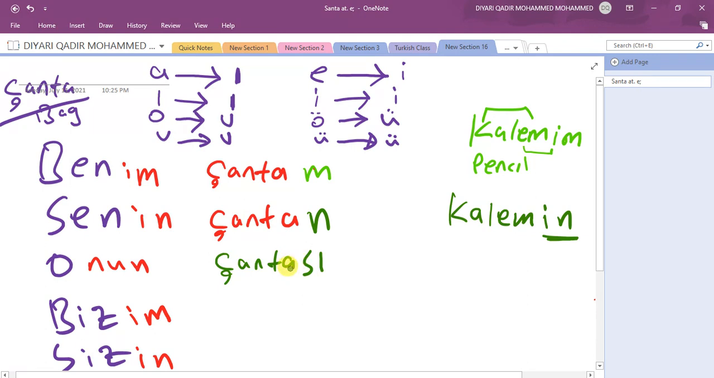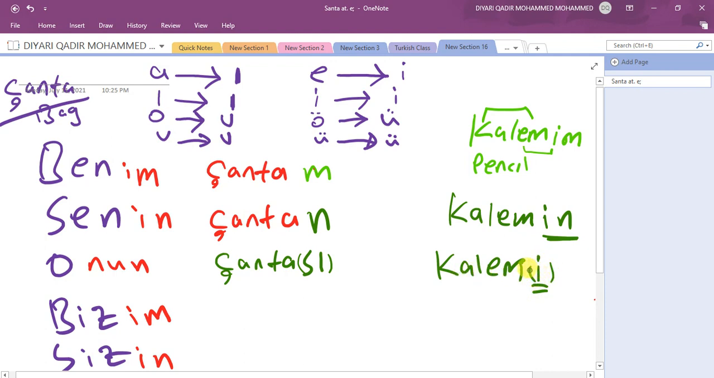In here we use it s for o case. Onun, that means his or her or its. Onun çantası. Onun çantası. Look, we use it this. What about if it was kalem? What would happen? Because this one ended with a vowel, but this one ended with a consonant. That's why it's different. So onun çanta, onun kalem, onun kalemi. Directly, this would be the end.